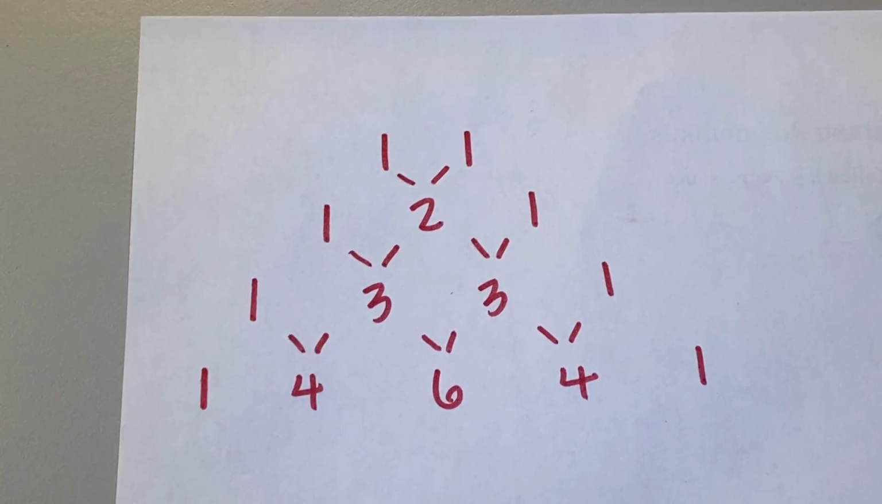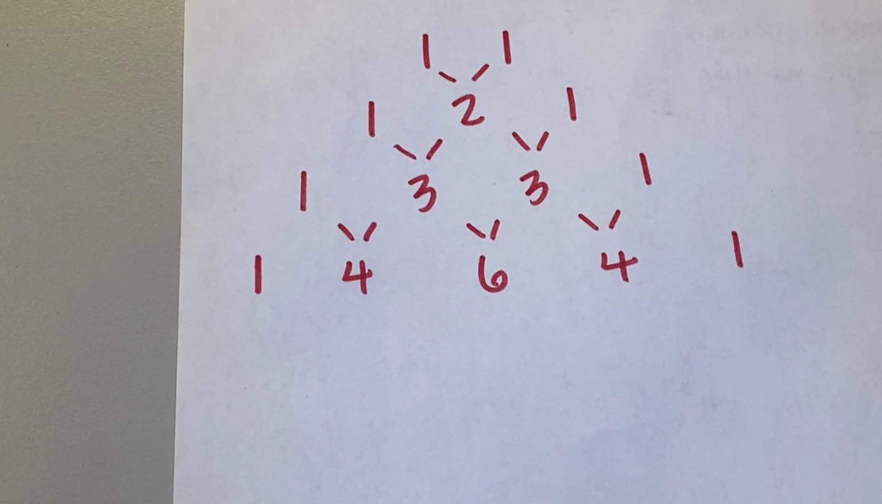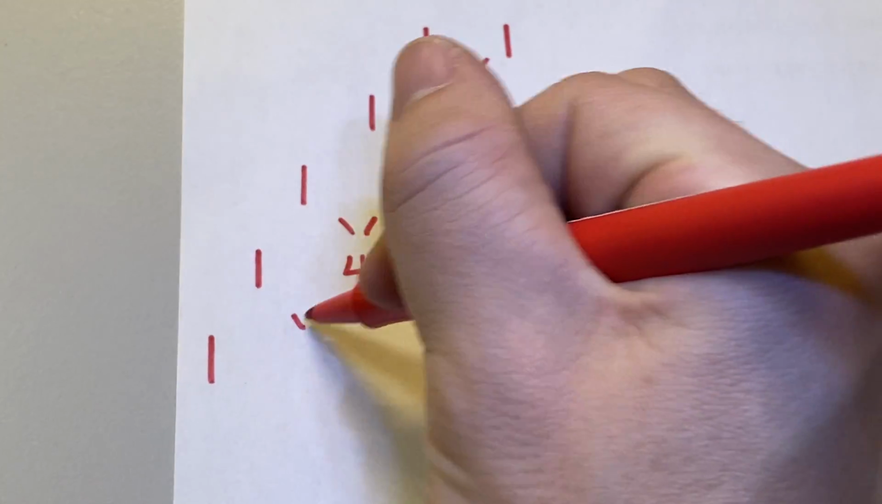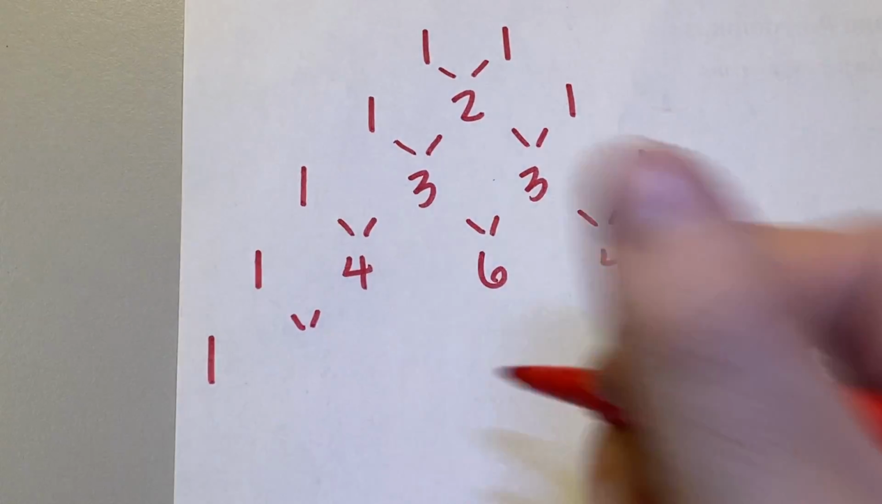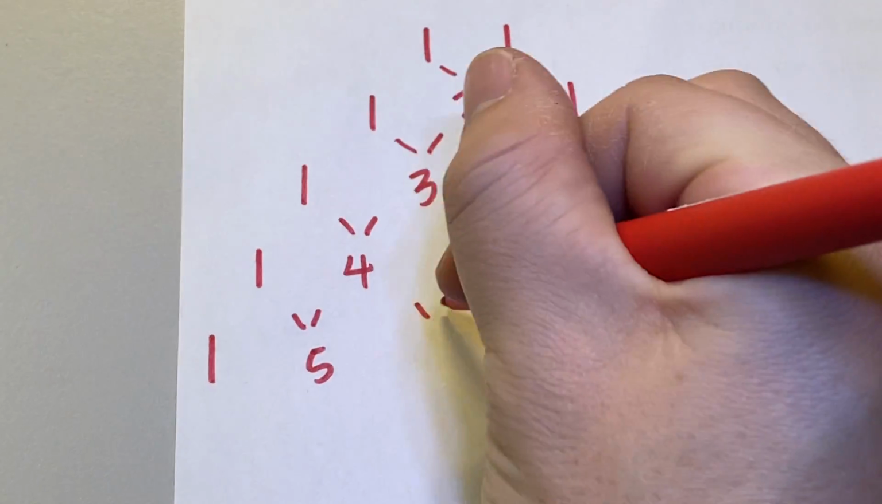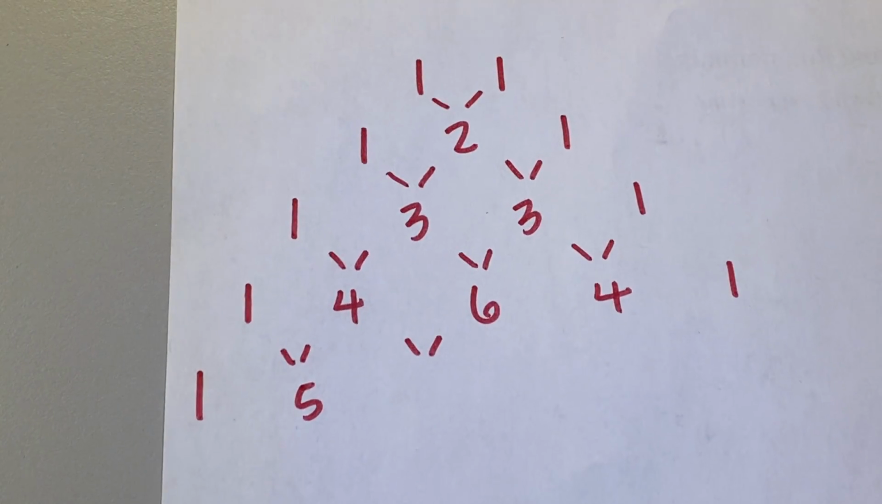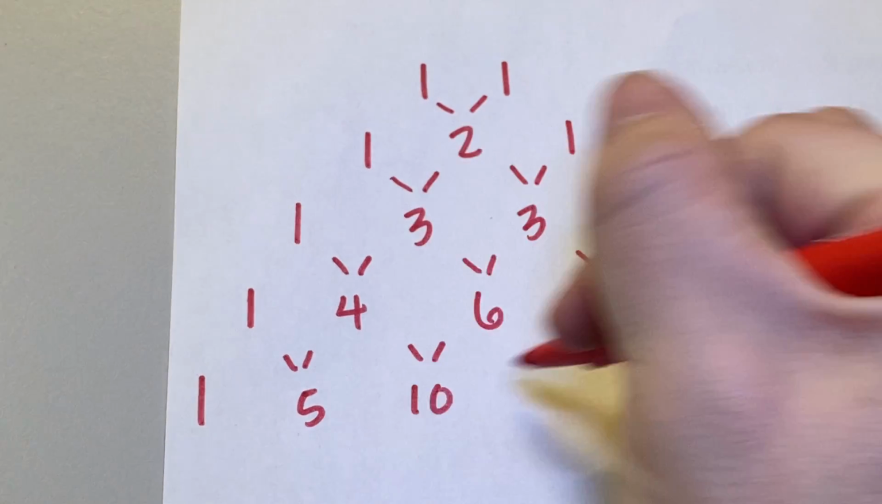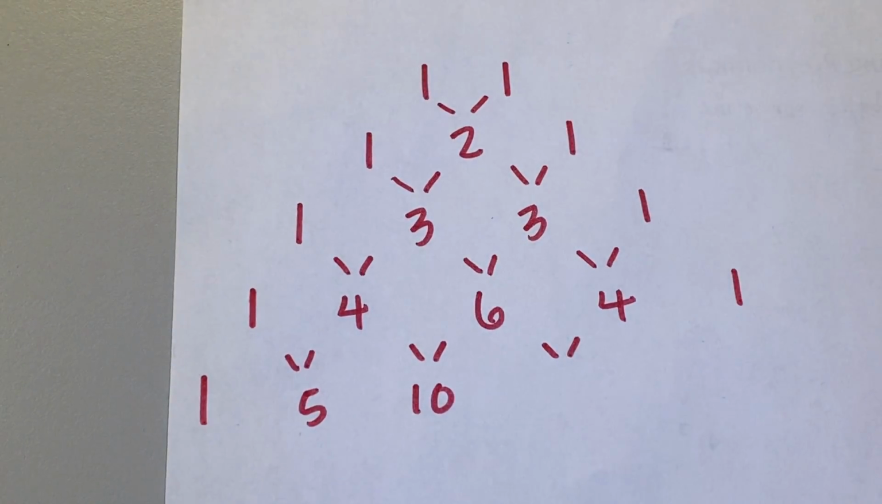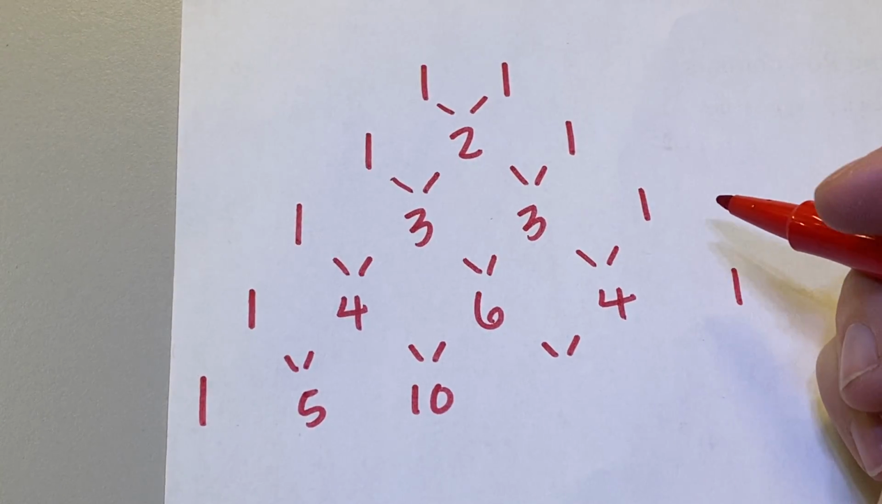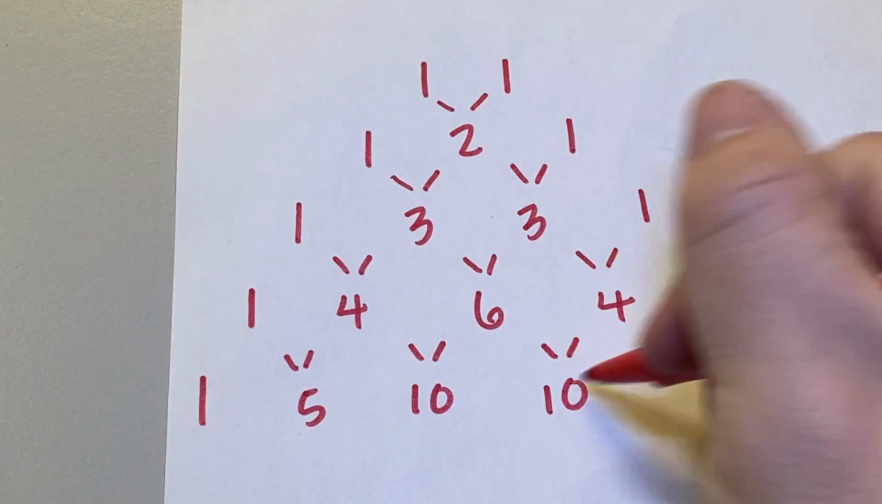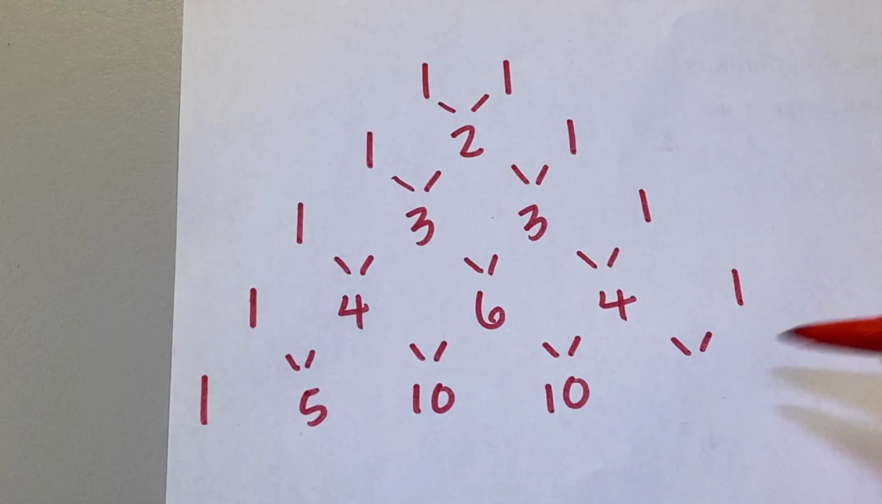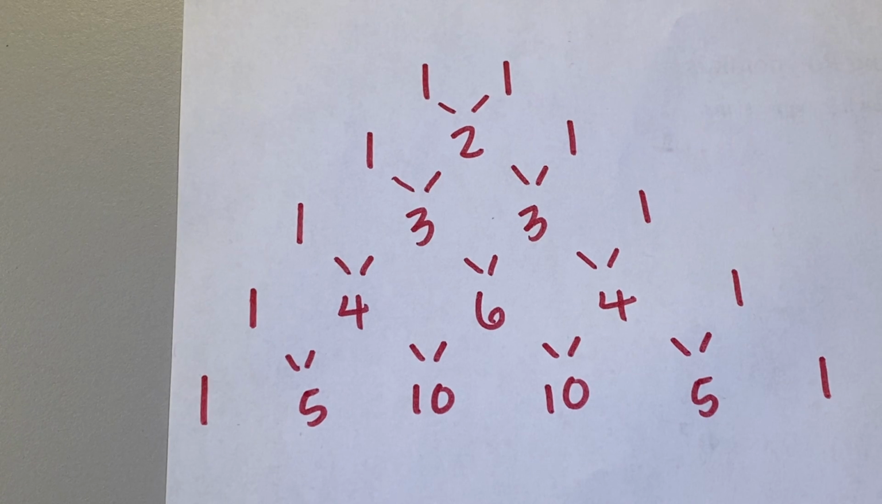Okay, let's do one more. One more row. Start off with a 1 again. 1 plus 4? 5. 4 plus 6? 10. 6 plus 4? 10. 4 plus 1? And finish off with another 1.